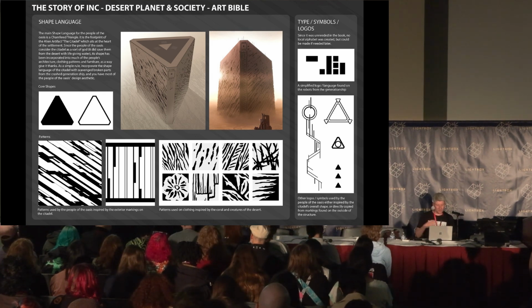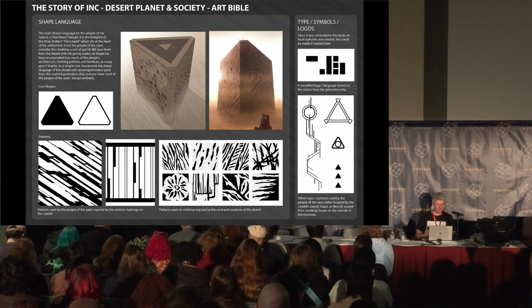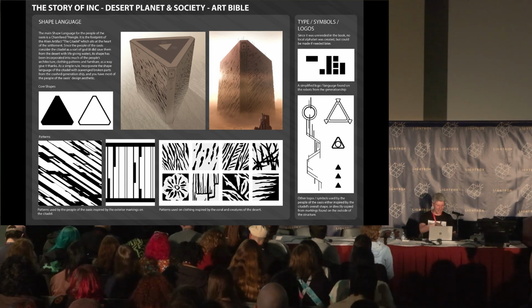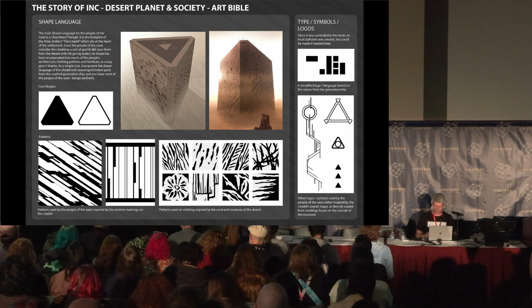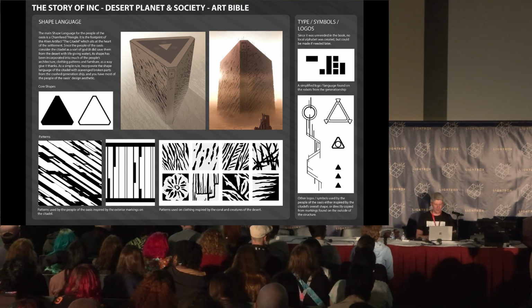So as a simple rule, if you incorporate the shape language of the Citadel with the scavenged broken parts of the crashed generation ship, you have most of the people of the Oasis's design aesthetic. And so here's some examples of the Citadel, and then the core shapes itself. Just as a little aside here, shape language is one of my personal favorite ways of going about designing stuff. Once you come up with the shape language, so many other things fall together.